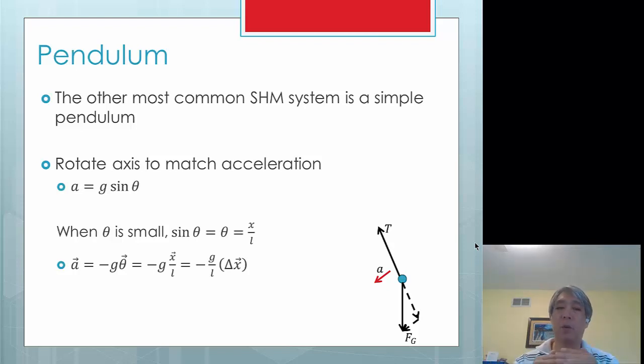And mathematically speaking, when theta is small in radians, the sine of theta equals theta. It should probably have an approximation symbol in there. The sine of theta is approximately equal to theta, or because the sine of theta is opposite over adjacent, x divided by the length of my pendulum, L. So solving this again, I find that my acceleration is going to equal minus g over L times the displacement. But this again requires me to have a small theta.